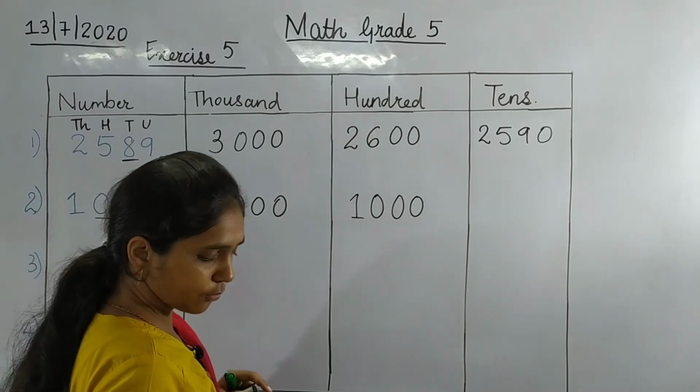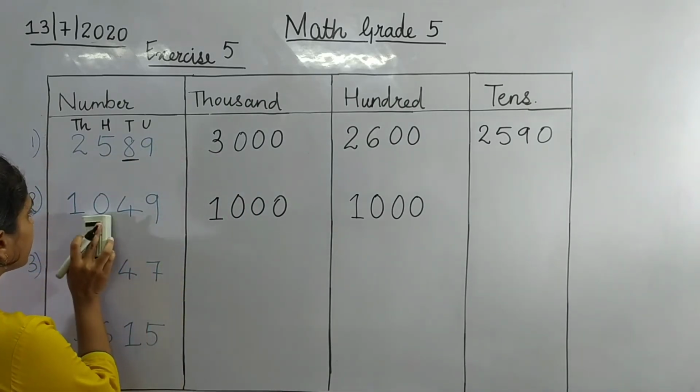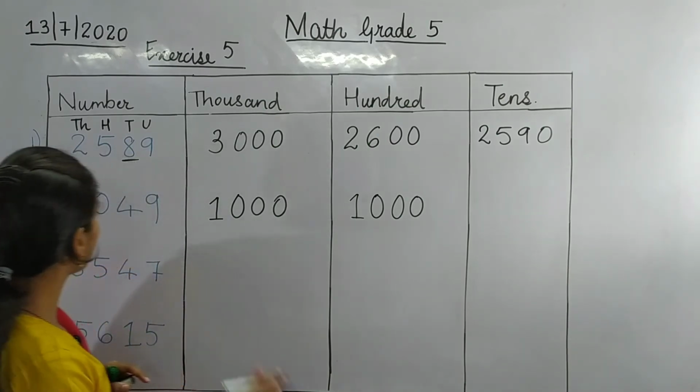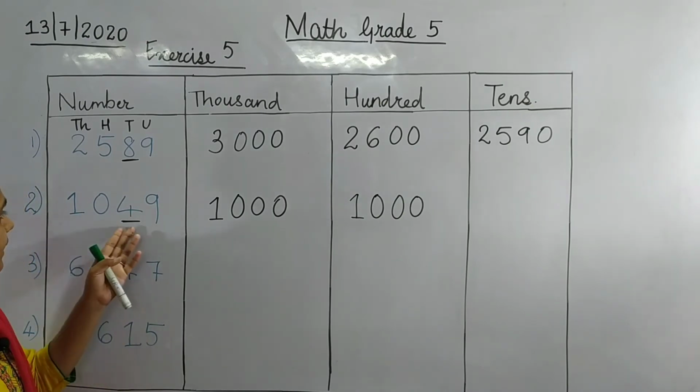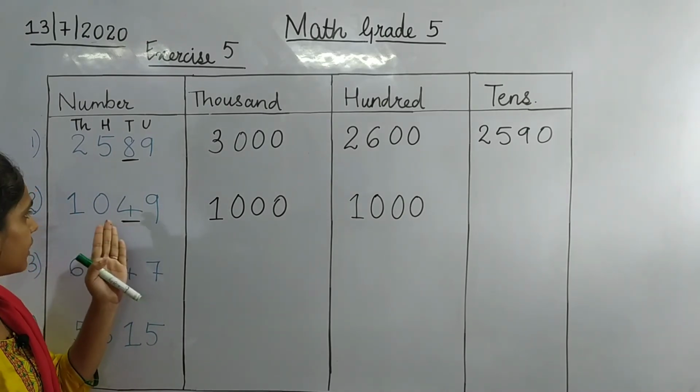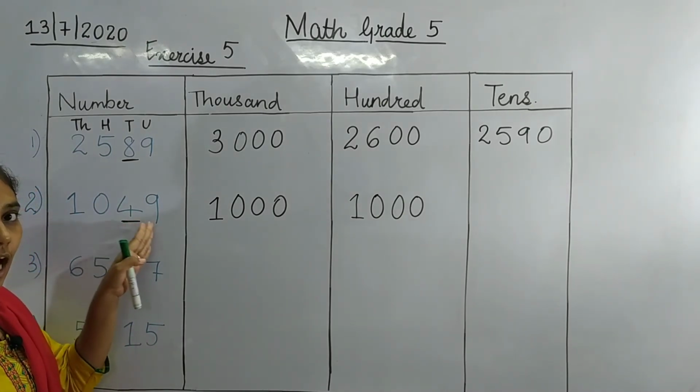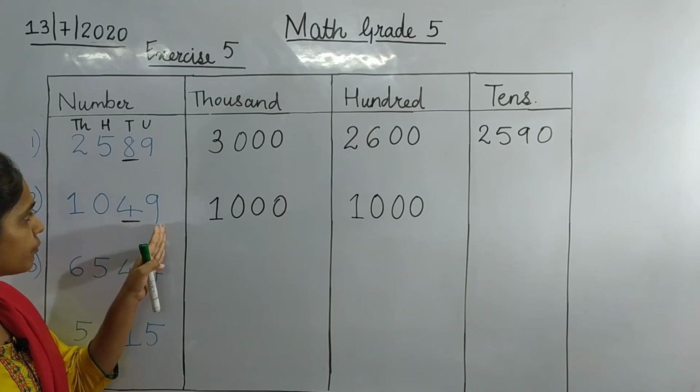Now we round it off to the tens place. So the number in the tens place is 4. Now 4 is in the tens place. So now check the number lying after 4. So which number is there after 4?